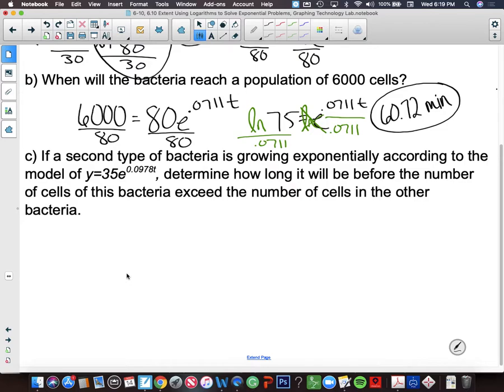But if we want to figure out when, so here we're trying to figure out when a bacteria will surpass the other number of cells in that other bacteria. So if it's bigger than, we need to set it greater than or equal to. So we're trying to figure out when is this one going to pass up the other one. So we have 35 e to the 0.0978t. We want that to be greater than our other equation from up above, which we have up here already. Okay? So that's greater than 80 e to the 0.0711t.